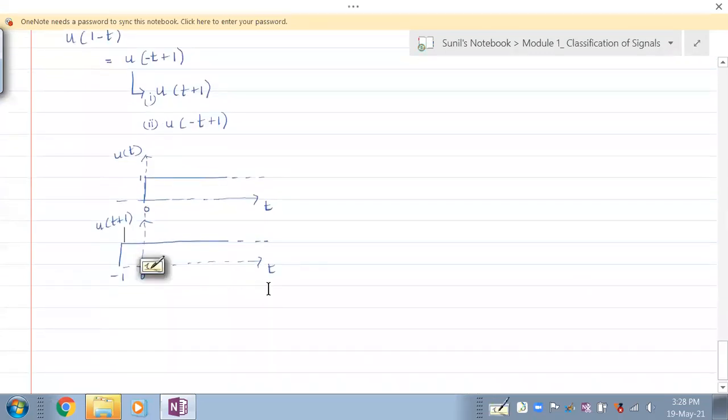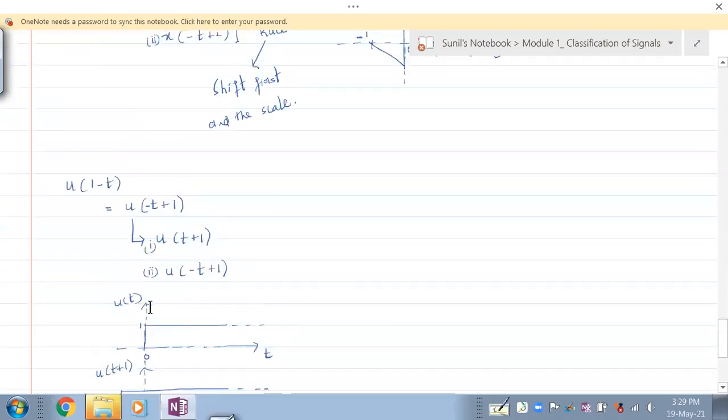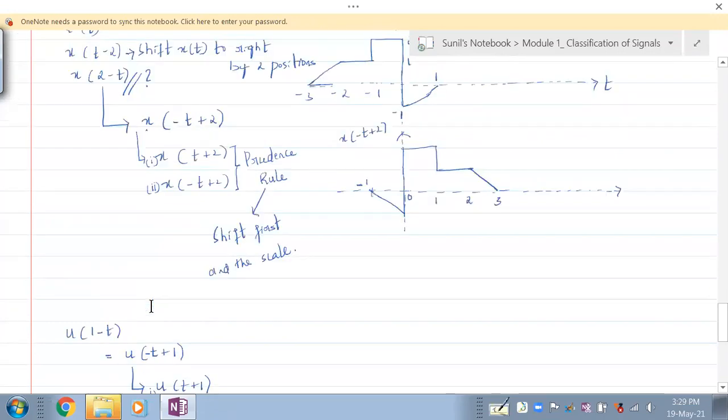Fine. Now you need to take the reflection of this. So after shifting, we need to scale. Since we are scaling it by minus 1, it's as good as taking the reflection of this signal. So which means that now the reflection should look like this. So minus 1 to minus infinity, mind you. So this is your u of minus t plus 1. So everybody understand? This is the sketch I've done for u of minus t plus 1. Fine. So I'll bring that u of minus t plus 1 here.